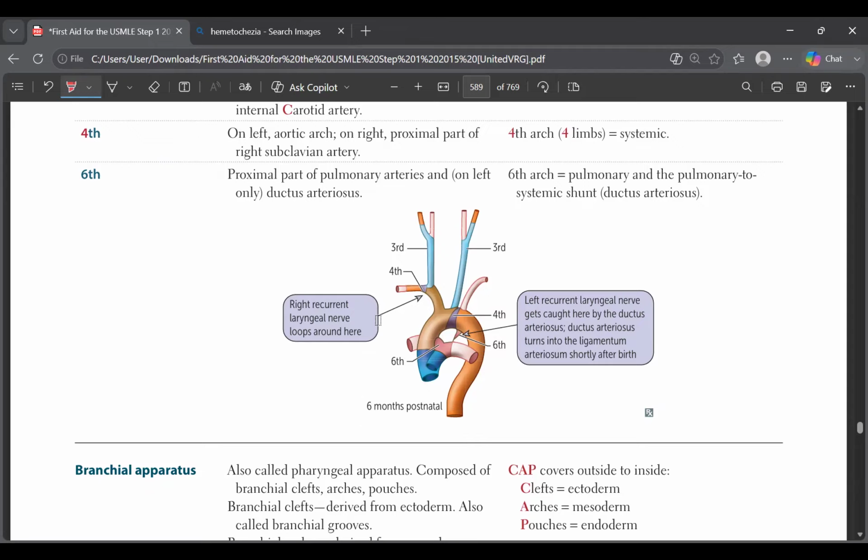So they are saying that this portion has the right recurrent laryngeal nerve looped around here, and this has the left recurrent laryngeal nerve caught by the ductus arteriosus. Ductus arteriosus turns into the ligamentum arteriosum shortly after birth.